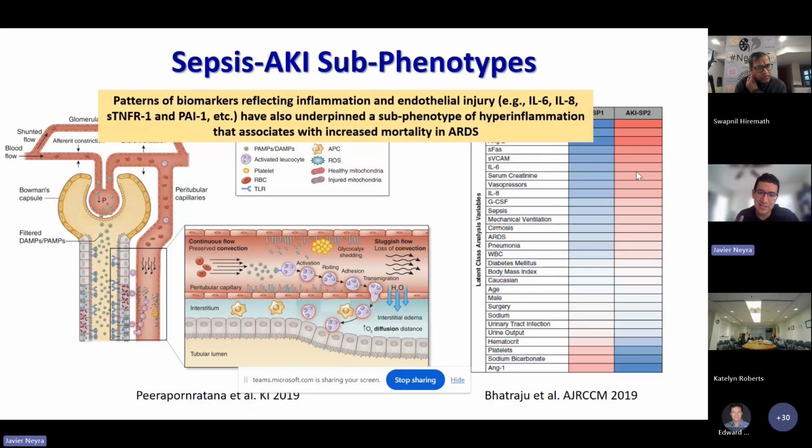But the lesson of this work is that the patterns of biomarkers reflecting inflammation and endothelial injury, a lot of the time IL-6, IL-8, and PAI-1, have also underpinned a subphenotype of hyperinflammation that associates with increased mortality in ARDS. So what does it mean? When the ARDS field started to develop their latent class analysis to identify subphenotypes of ARDS, they came up with this differentiation of hyperinflammation that is the same differentiation that these two subphenotypes of sepsis AKI came up with.